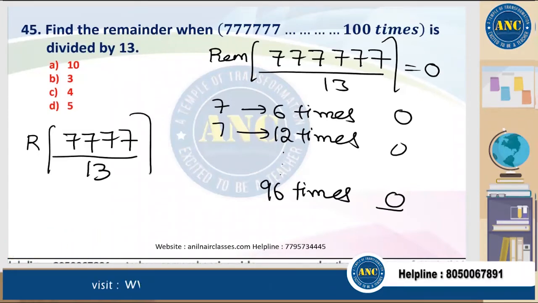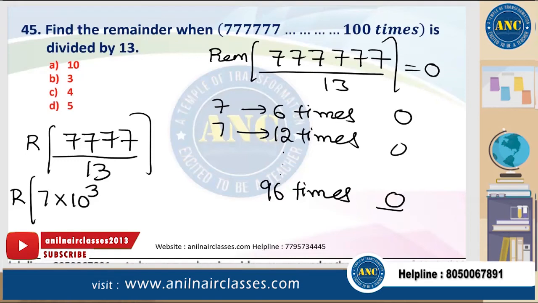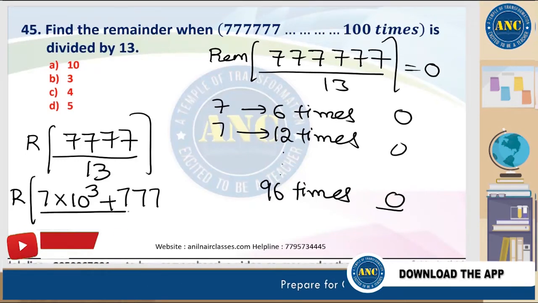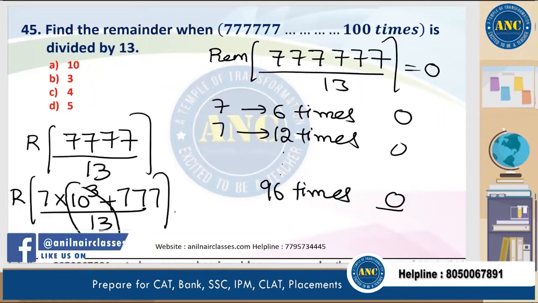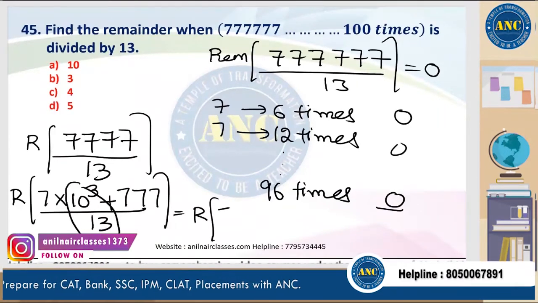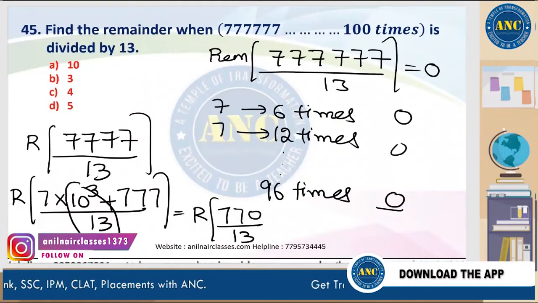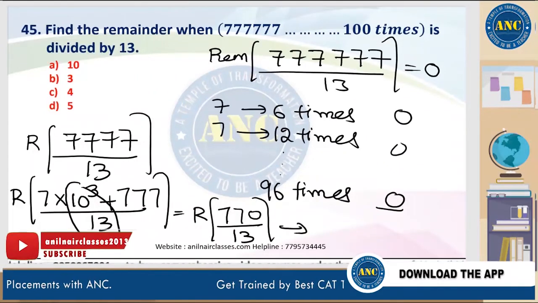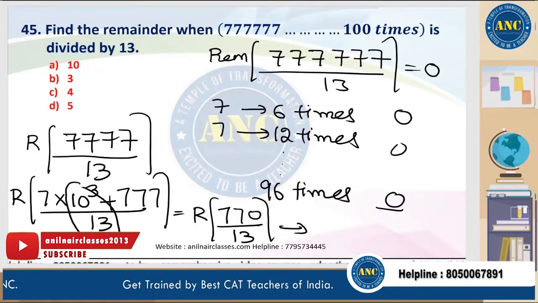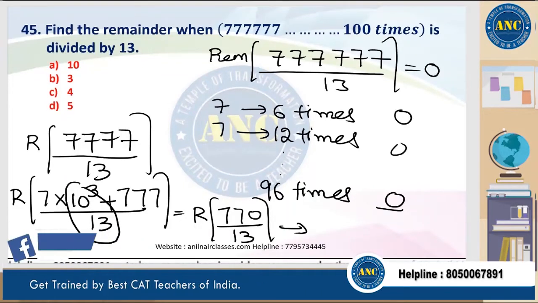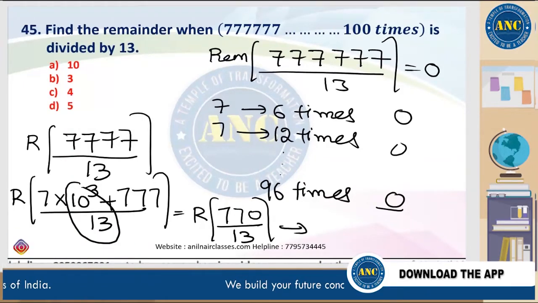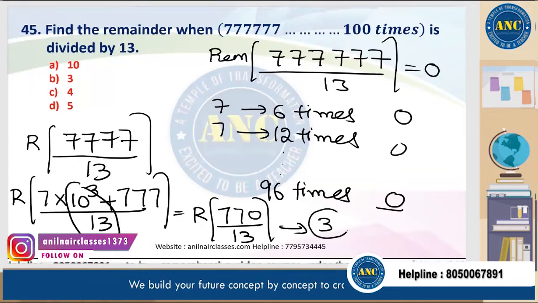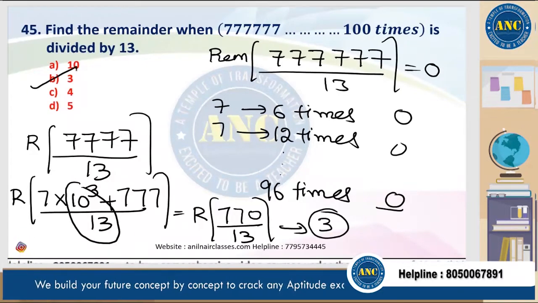7777 divided by 13 can be written as 7 into 10 cube plus 777 divided by 13. 10 cube divided by 13 is minus 1, so it is nothing but 770 divided by 13. 13 fives are 65, 120. 13 eights are 104, 16. 13 nines are 117. Answer is 3. I hope the idea is clear.